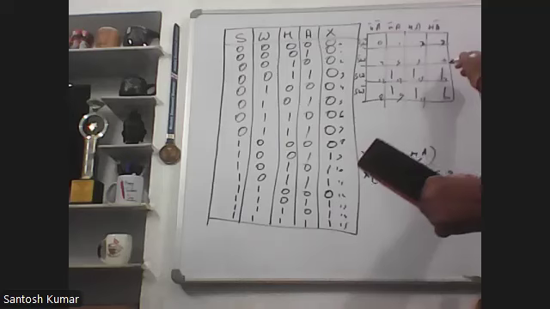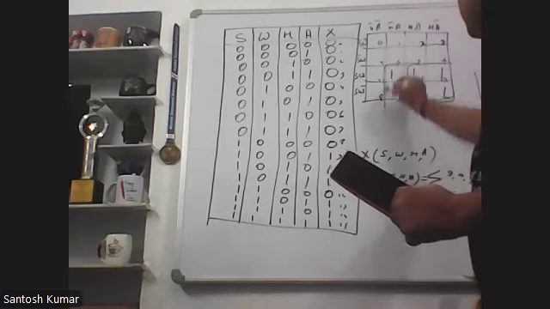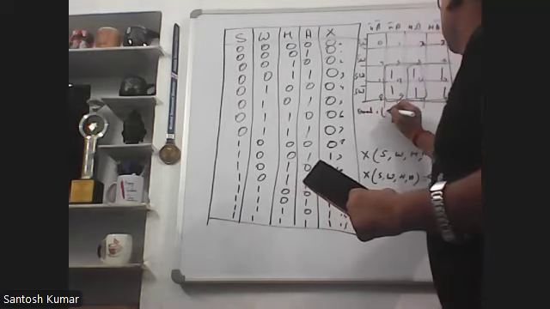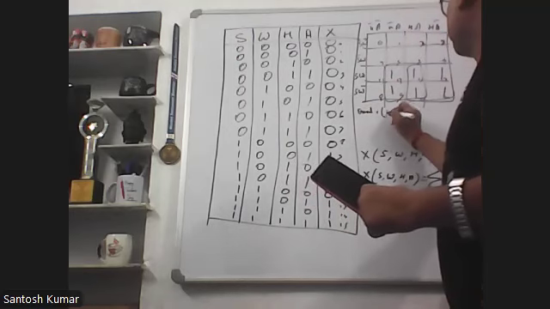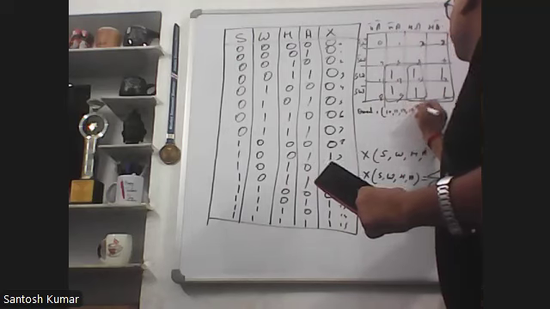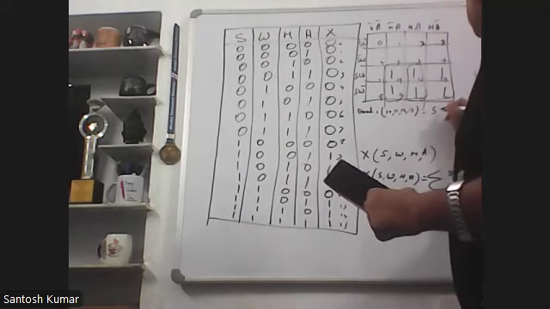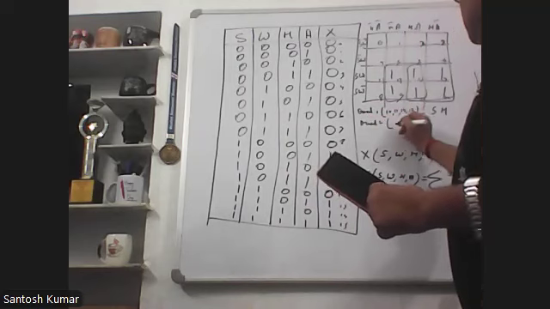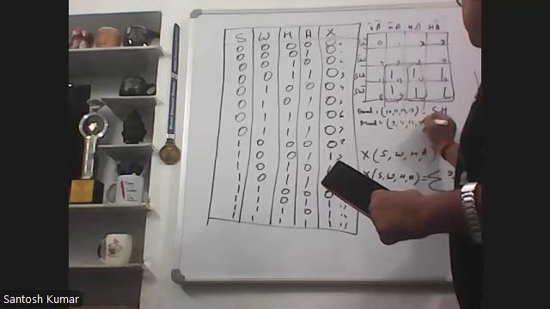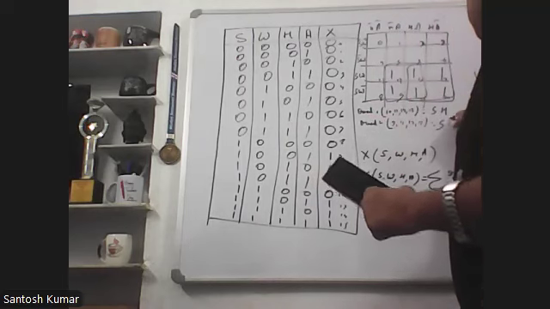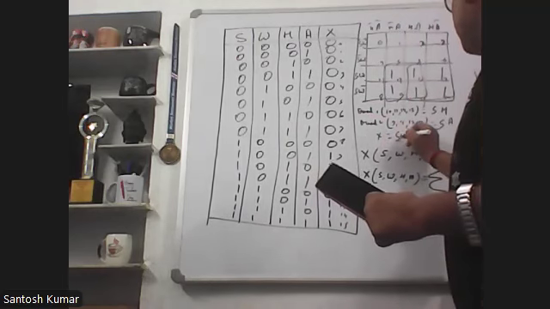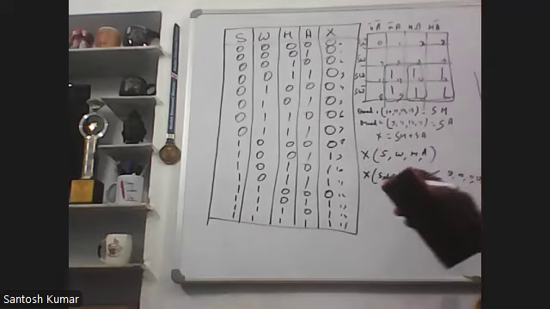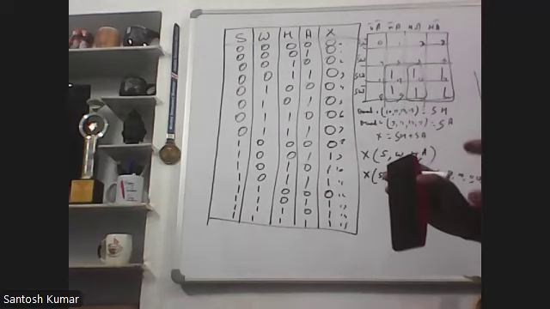So what will happen? I'll get one quad like this, one quad like this. Quad 1 is 10, 11, 14 and 15. So this is S and H, and quad 2 will be 9, 11, 13, 15. So this will again be S and this is A. So X is equal to SH plus SA, and then you will make the logic circuit. So this is the question. You need to understand this question very well.